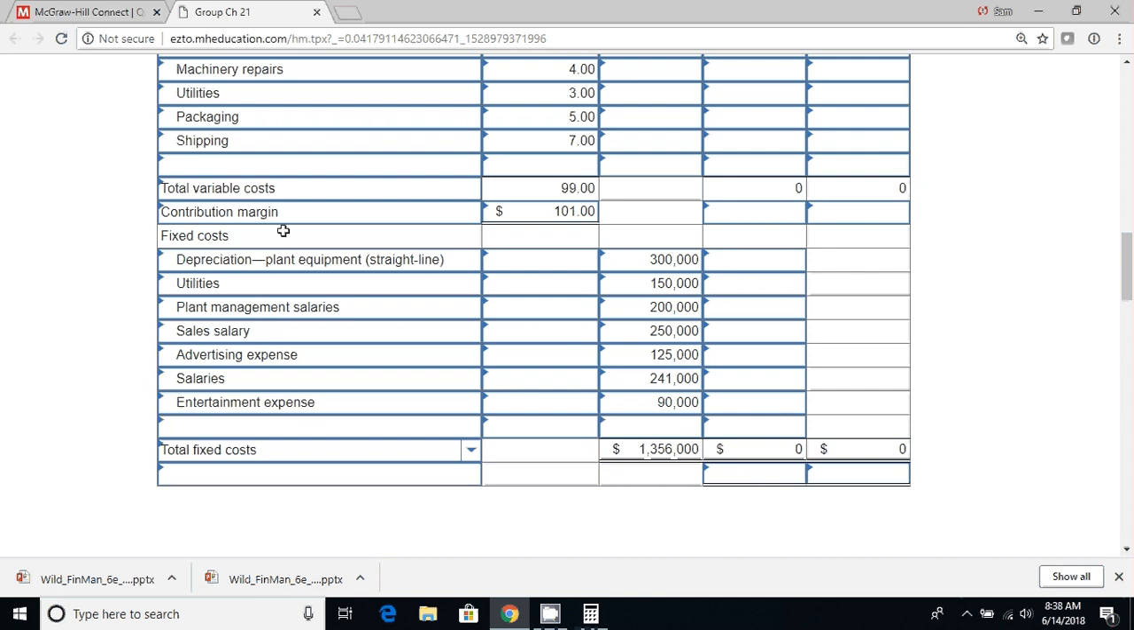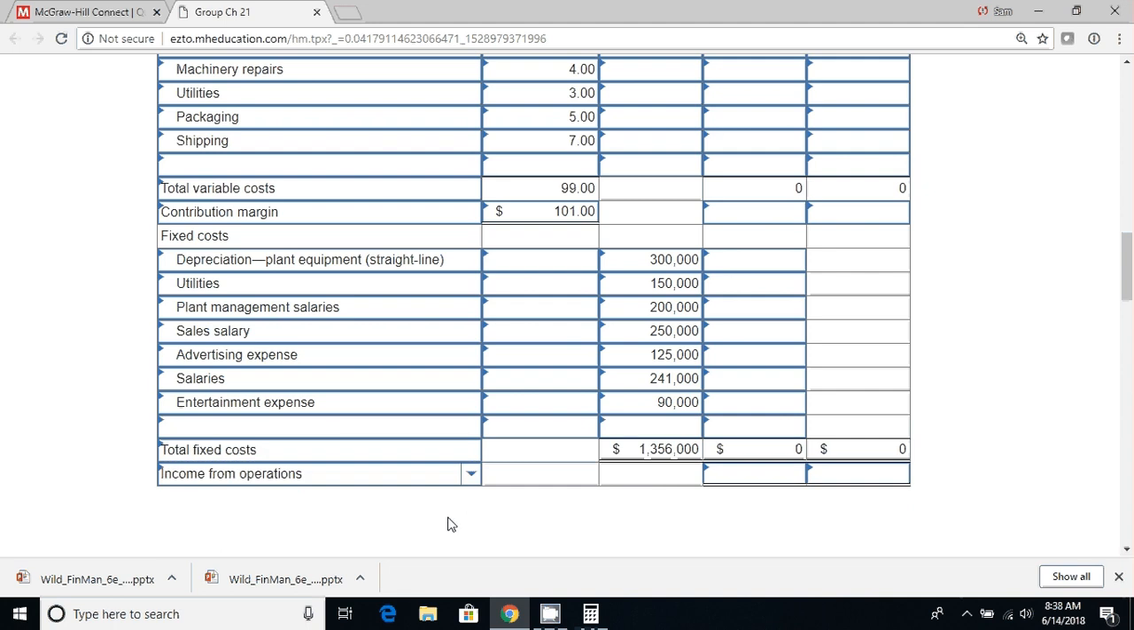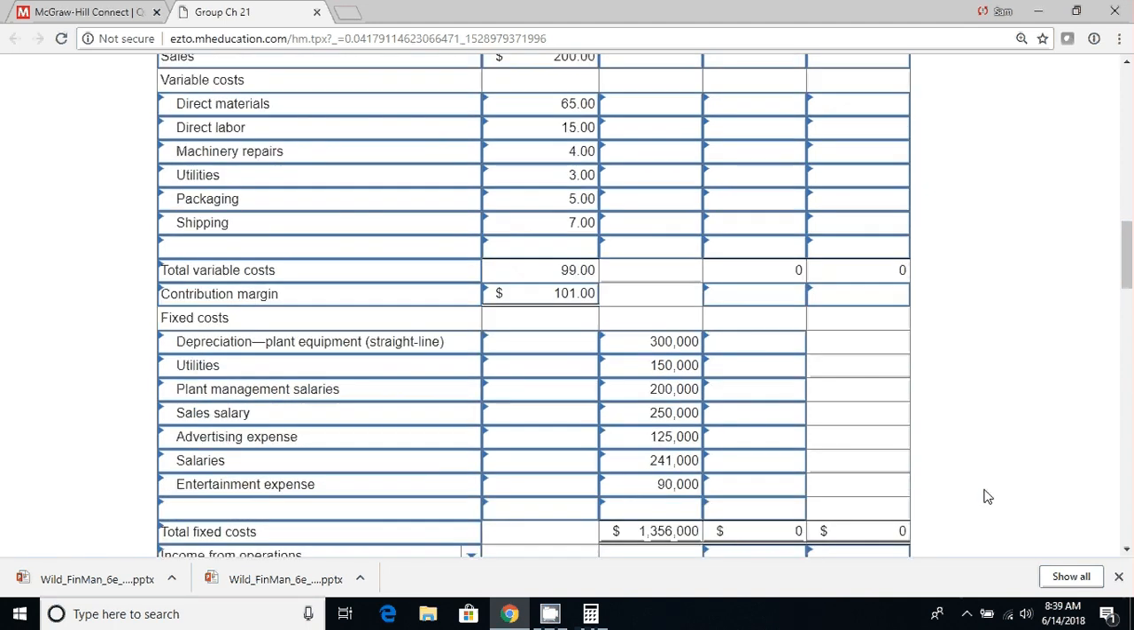So if I take contribution margin minus fixed cost, what in the world would I possibly get? Let's see what they've got. Yeah, it's income, right? It's going to be our income. We just don't have it over here for the budgeted piece yet. We've got to get into that.